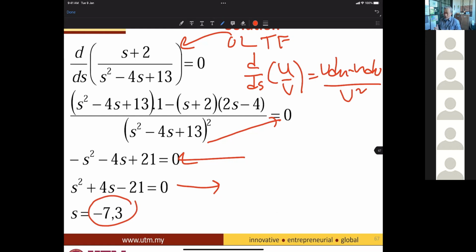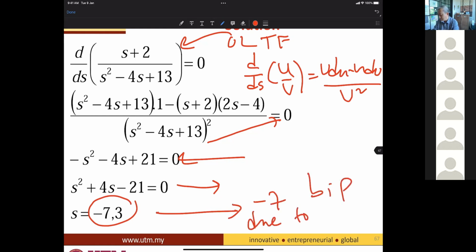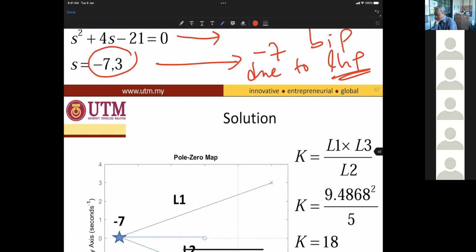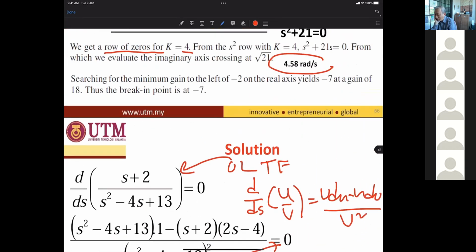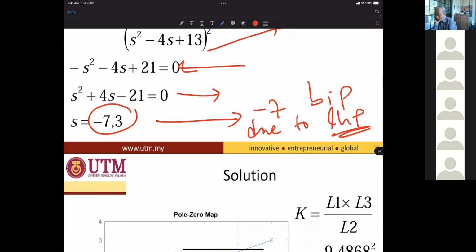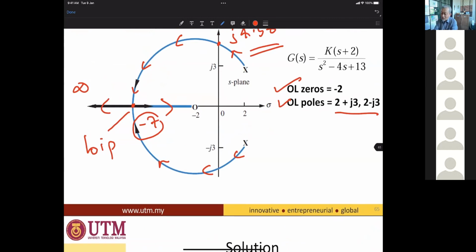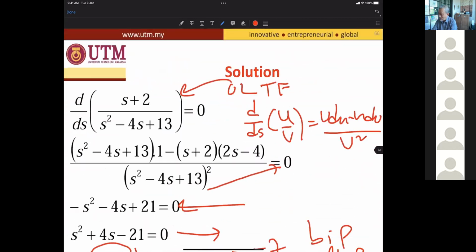Which value do you prefer as the break-in point? -7. Why? Because it is on the left half plane. When you find the roots, you get -7 and 3. From the plot given, -7 is over here and 3 is over here. So 3 is impossible. So -7 is the answer.